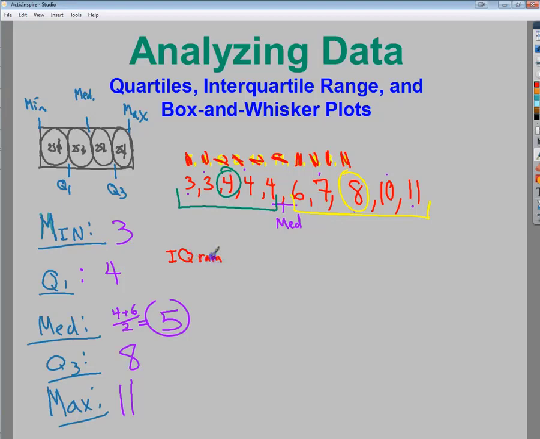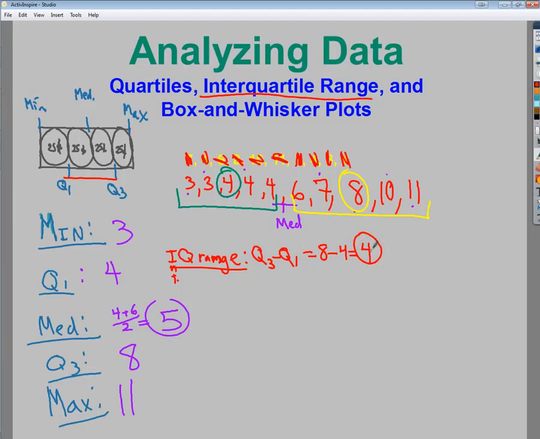So the interquartile range. I'm going to call it the IQ range, which is really unfair. Interquartile range is right there. Anyway, interquartile range is Q3 minus Q1. So basically, this distance right here, I need to know how far they are apart. So the middle two quarters, so the middle 50 cents. In this case, it would be 8 minus 4. So the interquartile range is 4.